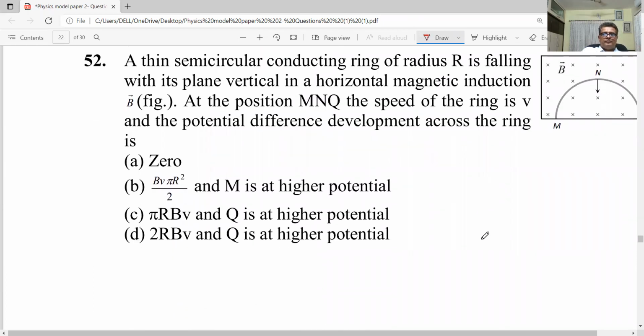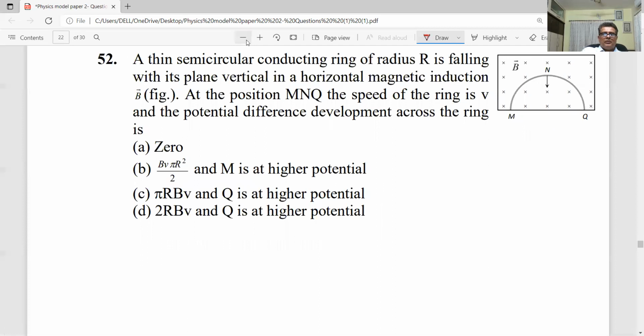Okay. 52nd question. What does that 52nd question say to us? A thin semicircular conducting ring of radius R is falling with its plane vertical in a horizontal magnetic induction field. Okay, it is falling down. You can see that picture. At the position M and Q, the speed of the ring is V, and the potential difference developed across the ring is. Your answer is option number D, my dear students.